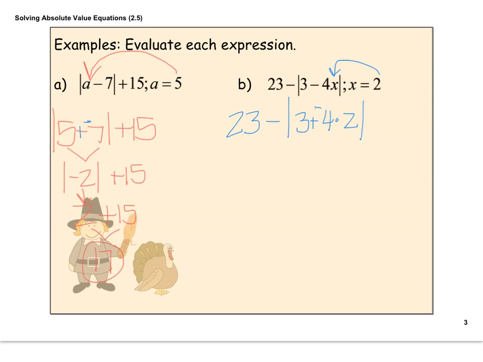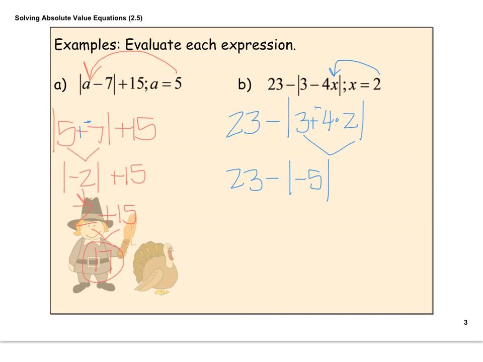So what I'd like you guys to do into your calculator, you're going to type in 3 plus -4 times 2. Let's go ahead and type in that whole thing into your calculator. And when you do that, you should end up with -5. And you'll notice I kept the absolute value bars there. Because again, we haven't said what's the absolute value yet. All we did is simplify what's inside here.